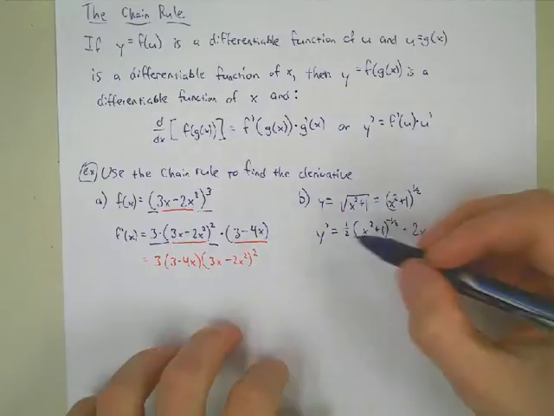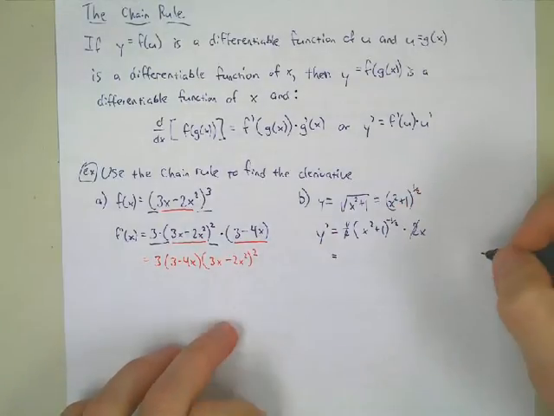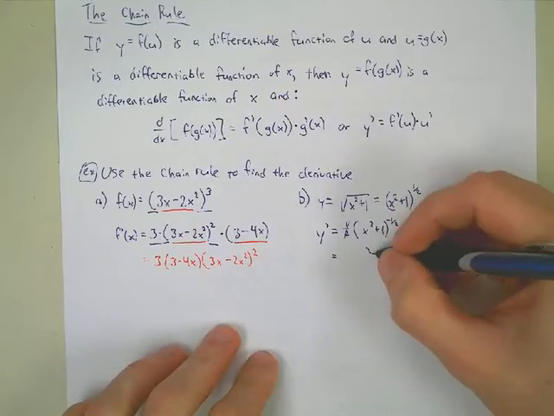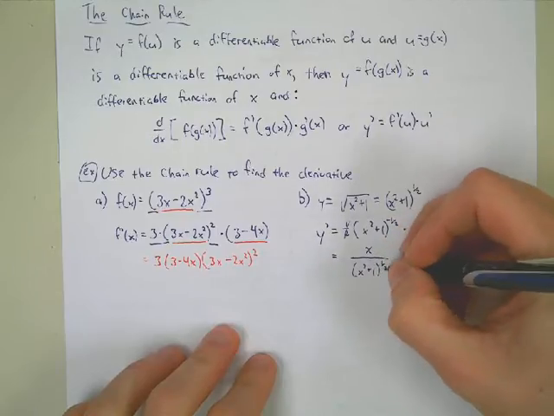The negative exponent, we should probably simplify that. Where is that going to go? On the bottom, in the denominator. So it's going to be x over x squared plus 1 to the 1/2, which is the same thing as x over the square root of x squared plus 1.